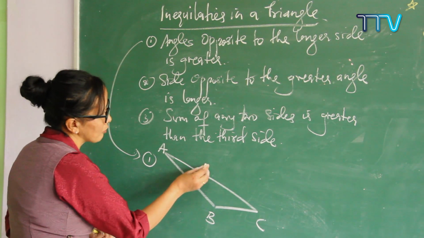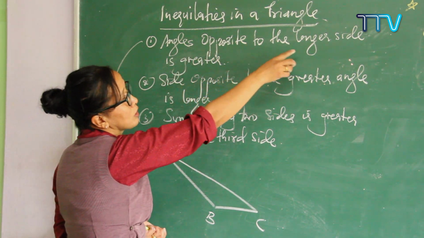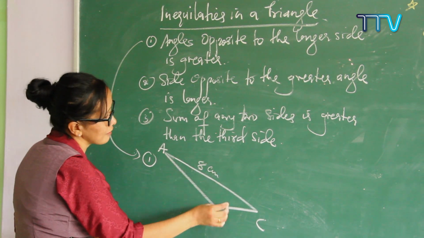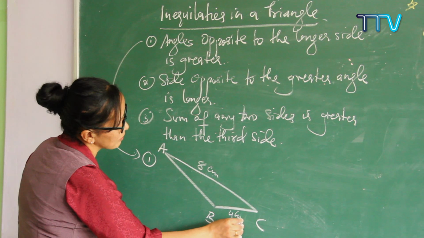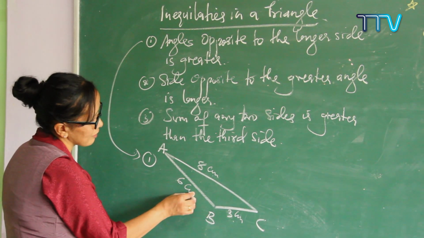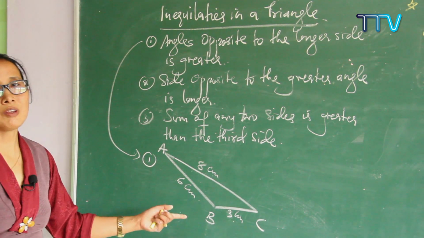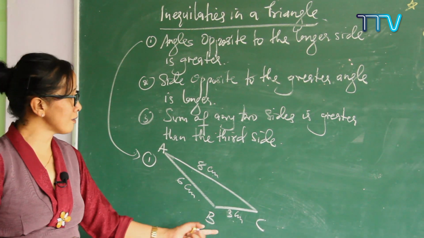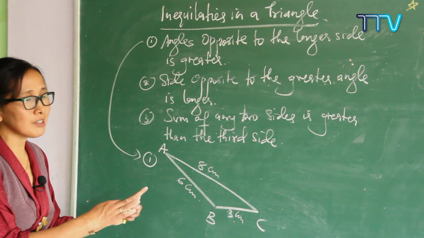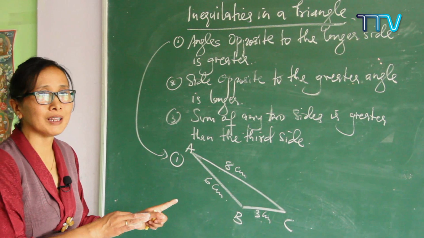So this is a triangle, and let me write it here: A, B, and C. I'm going to give an angle opposite to the longer side. Let me write the measures also: 8 centimeters, 4 centimeters, or you can write 3 centimeters, and this can be 6 centimeters. Now I've given measures: 8 centimeters, 3 centimeters, and 6 centimeters. In this triangle, three different sides means it is a scalene triangle.